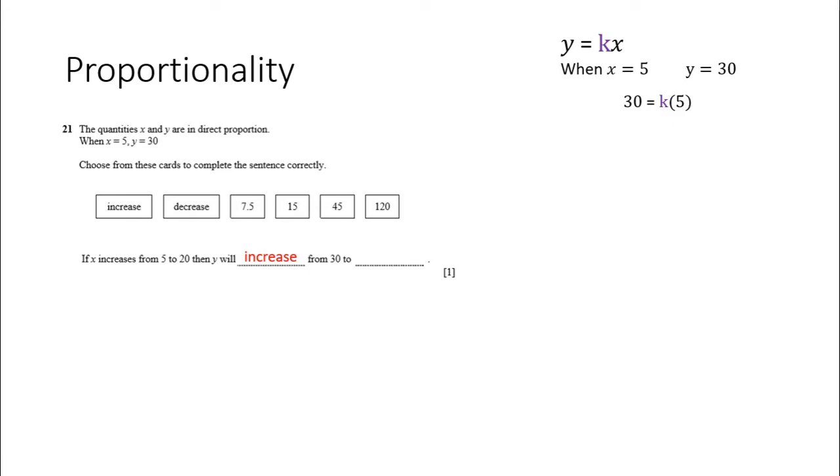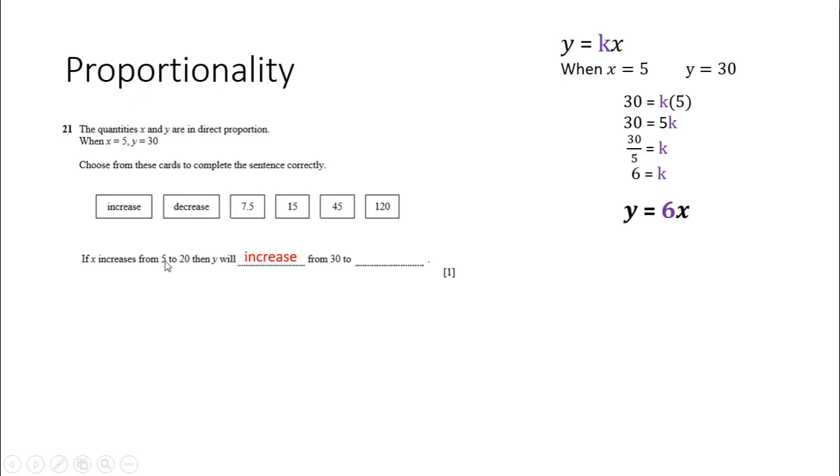I want k on its own, so I'll move the 5 to the other side. I'll do 30 divided by 5, and that's 6. So k is 6. Y is equal to 6 times x. Now we can clearly see that they are proportional.